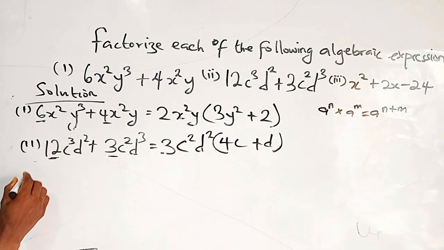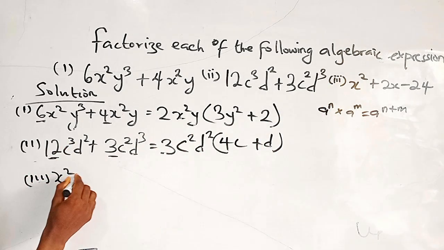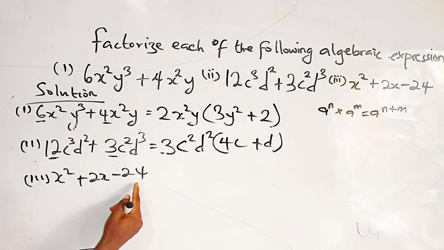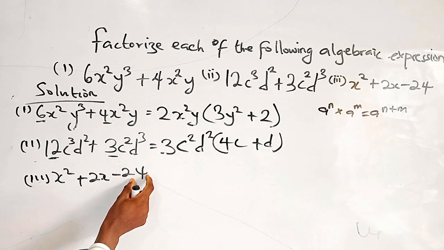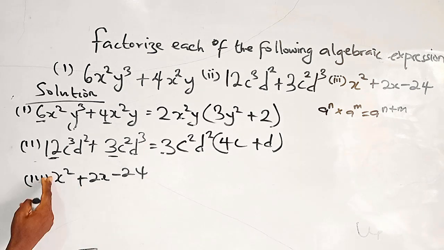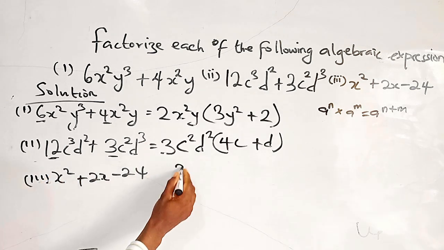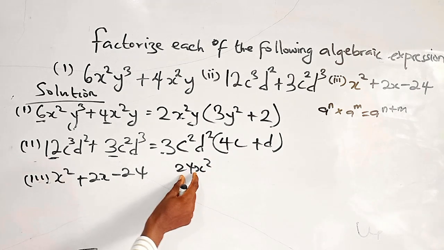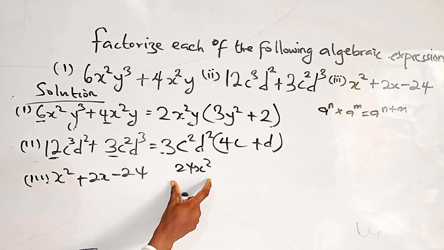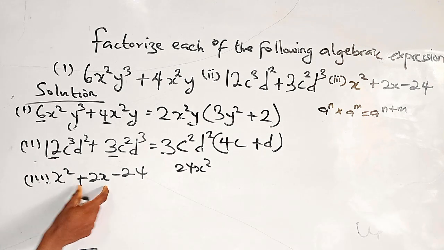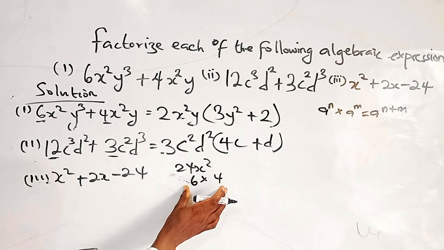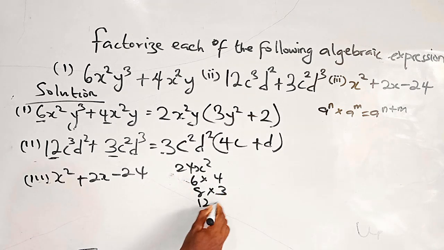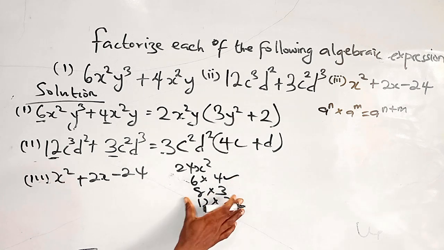For the third one, I have x squared plus 2x minus 24, and I'm to factorize this. The constant here is 24. To factorize this, you multiply the constant with the coefficient of x squared, which is 24. What two numbers can you multiply together to give 24, and when you add those two factors, you have plus 2x? 6 times 4 is 24. 8 times 3 can be 24. 12 times 2 can be 24. So I'll go with this.